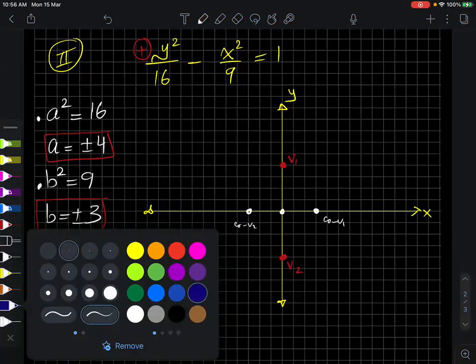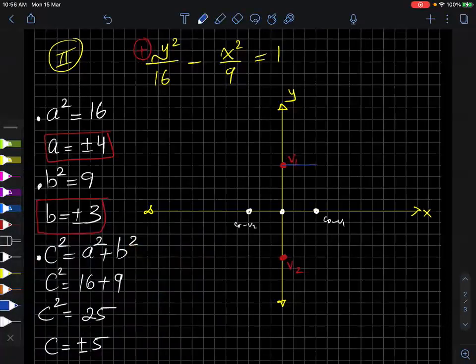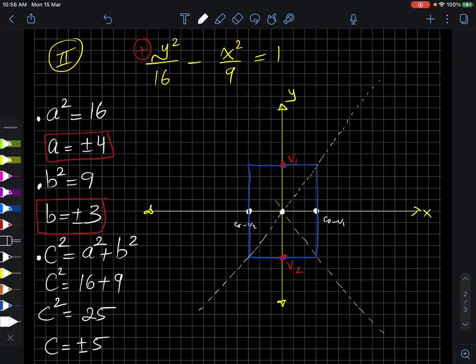Draw your rectangle. When we draw the rectangle that passes through the vertices and the co-vertices, it's called the framework. And now try to draw your dashed lines, the asymptotes. This one comes from this corner and passes through the center, 0, 0, or even h and k, and moves like this to the other corner of the rectangle. Again, for the other one, we move like this, pass through the center and move to the other corner.